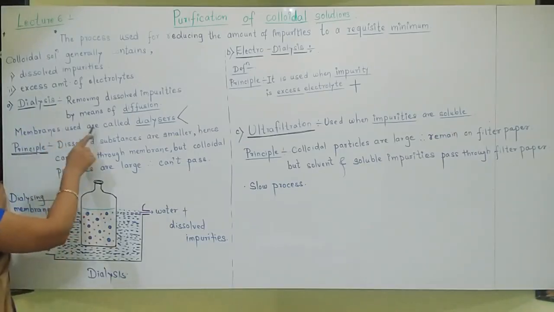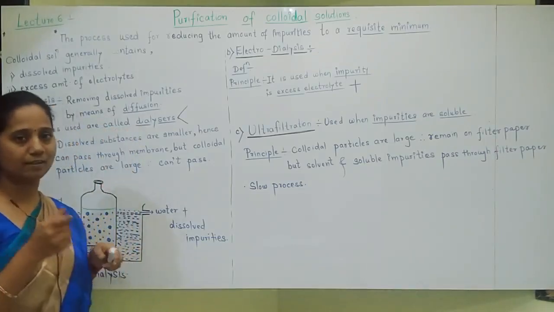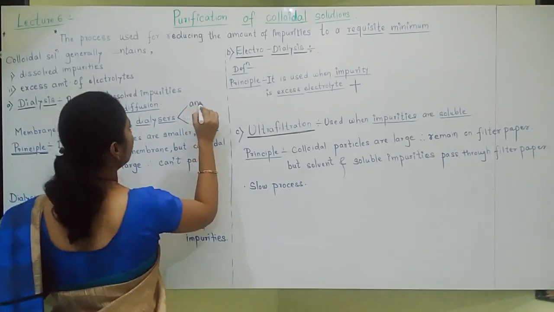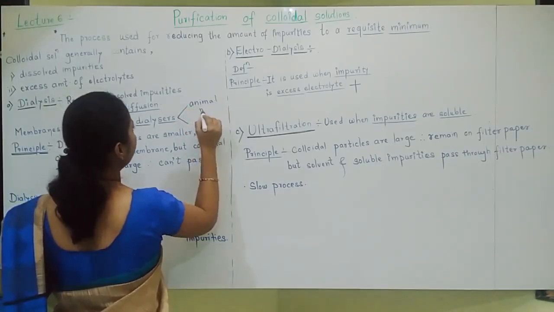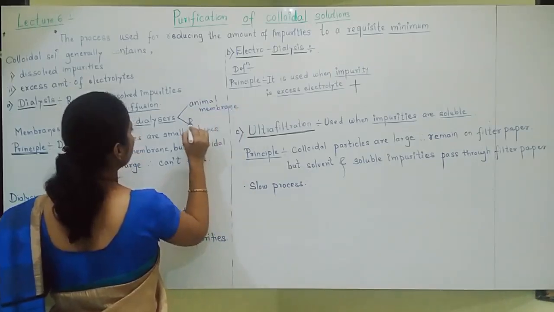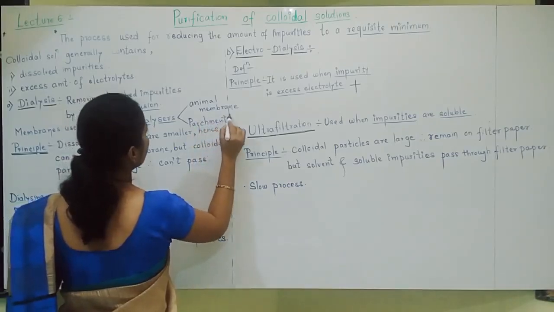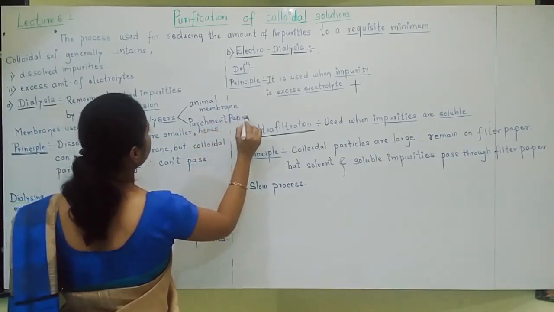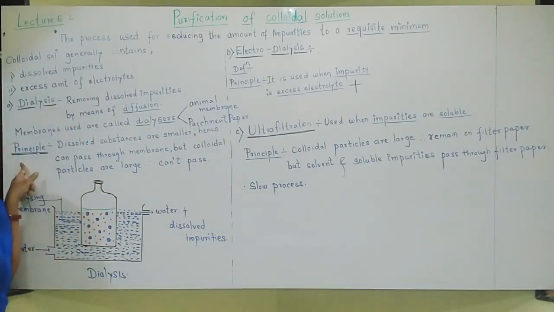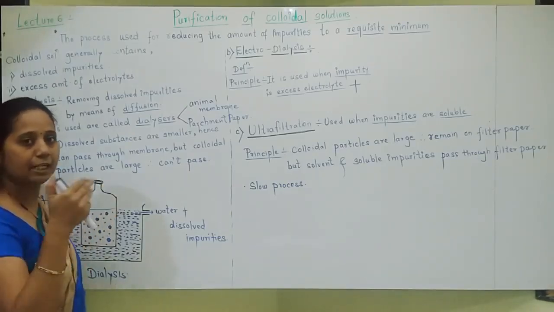Next, membranes used for dialysis are called dialyzers. The membrane that is used can be, as I just told, animal membrane or parchment paper. Next, what is the principle of dialysis? Of course, we have seen that the principle of dialysis is diffusion.